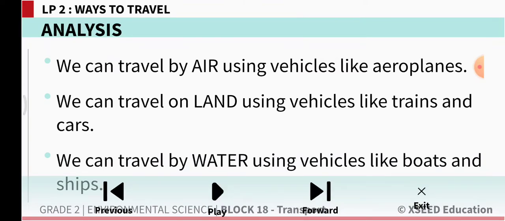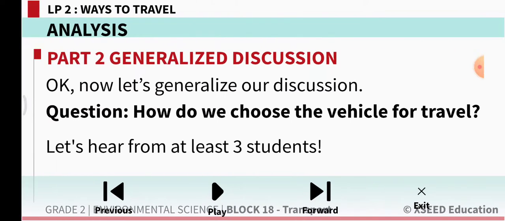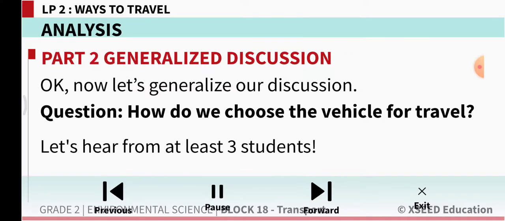Air, land, water. Okay, how do we choose the vehicle for travel? We can choose which vehicle we need, in which vehicle we can travel, whether a train, a car, or a bicycle. So what does it depend on?